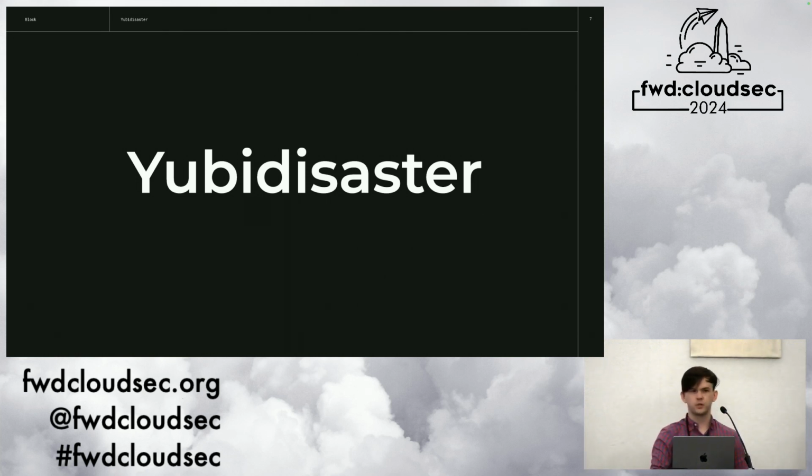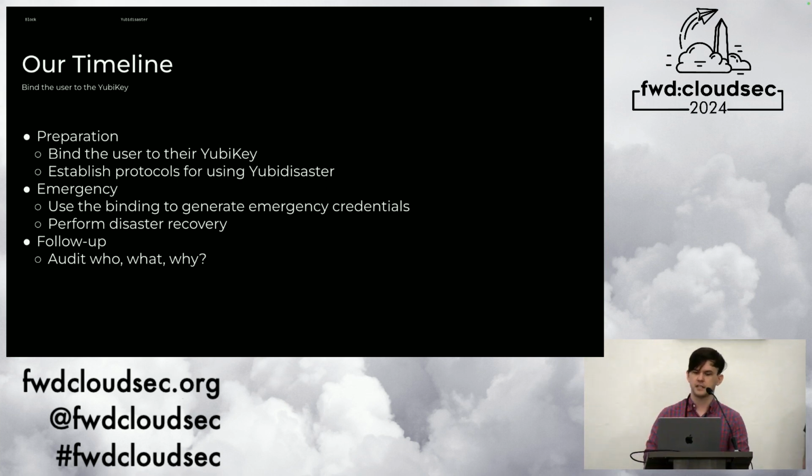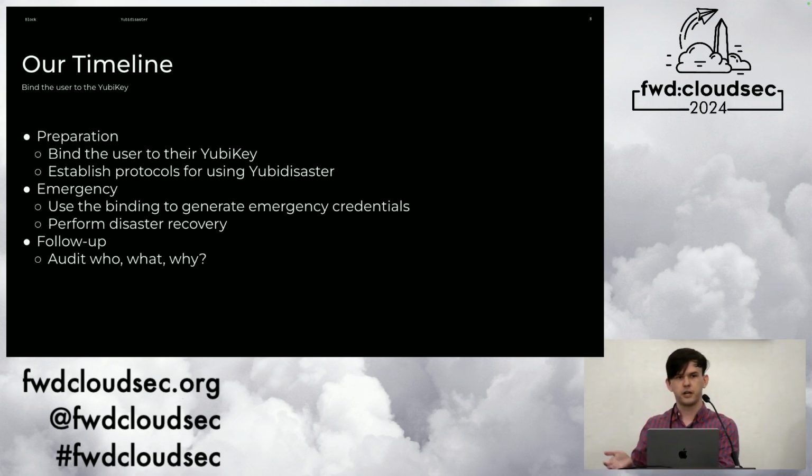Yep, thank you, Matt. So we wanted to conceptualize yubidisaster into 3 distinct phases, and this represents the timeline of a disaster. Our first stage is preparation, which is essentially binding a user to their YubiKey and establishing usage of yubidisaster. The next step is to imagine the emergency state. We want to use these bound credentials to generate emergency credentials and then perform that disaster recovery. And then the final state where we want to ask, okay, what exactly has happened, who did what, and why?